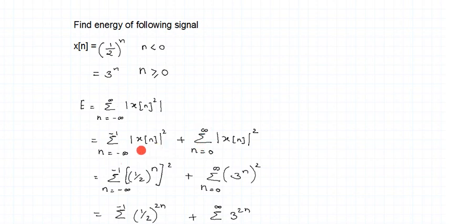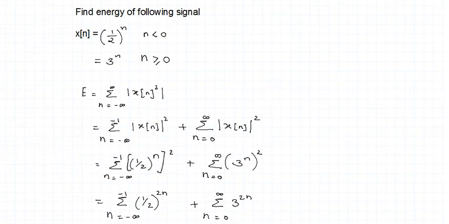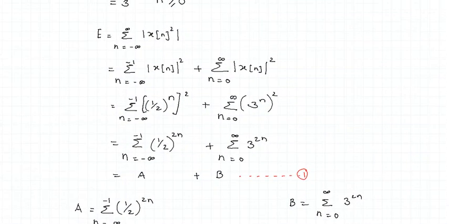Right, now we will substitute x[n] according to the limit range. Here the limits represent negative values of n, so x[n] for negative values of n is (1/2)^n. So we'll replace x[n] by (1/2)^n. Whereas for positive values of n, x[n] is represented as 3^n, so we'll replace x[n] by 3^n, squared. So here I get (1/2)^n squared, and here we get (3^n) squared. So we need to solve these two summations to get the energy.